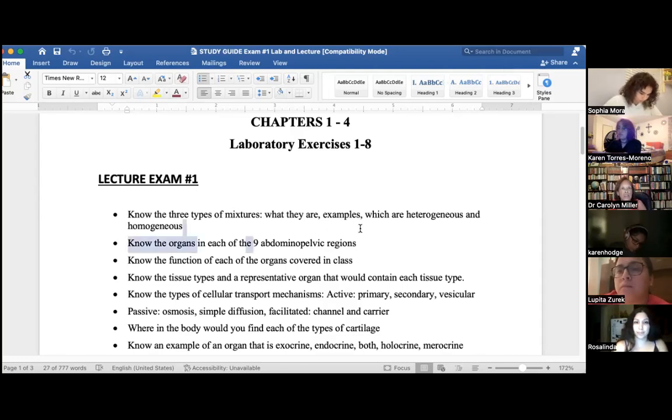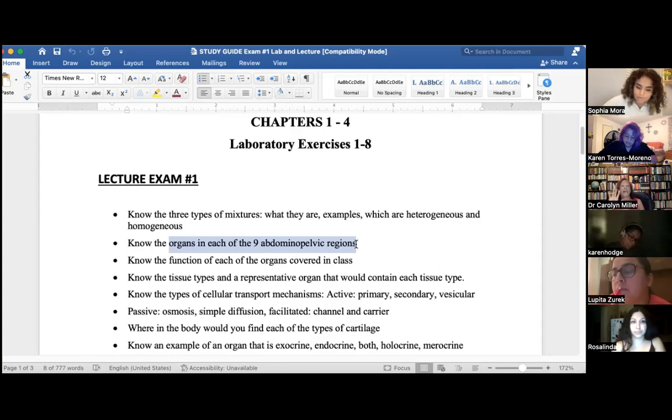Know the organs in each of the 9 abdominal pelvic regions. I may say that the gallbladder is contralateral to the stomach. So you have the stomach in the epigastric region, and you'll have the gallbladder in the right hypochondriac region. So it would be opposite, not ipsilateral, which will be the same side.